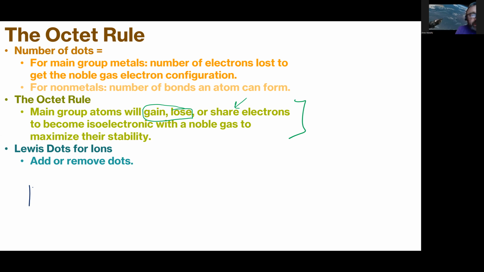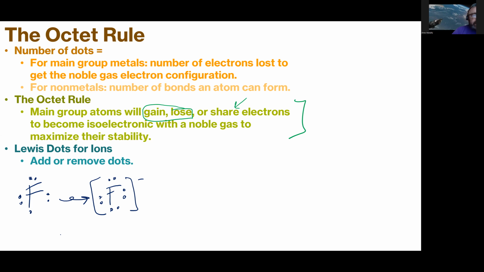So let's look at a fluorine atom. Fluorine's in group 7A, so we can give it 7 dots: 1, 2, 3, 4, 5, 6, 7. Because it's in group 7A, it's going to gain an electron. It's going to have 8 valence electrons. So we can turn this into an F minus ion by having 8 valence electrons there. We'll give it brackets and a charge, and that would be how we would do a fluoride ion.